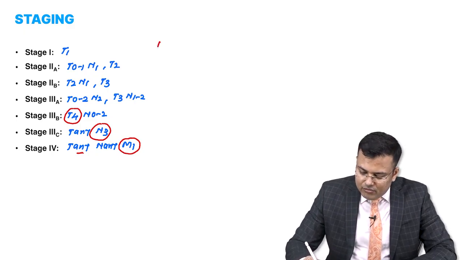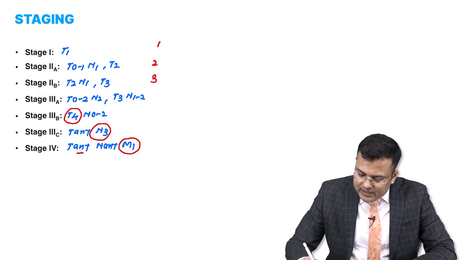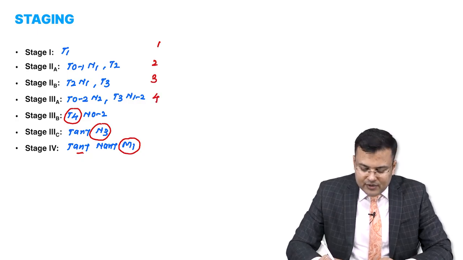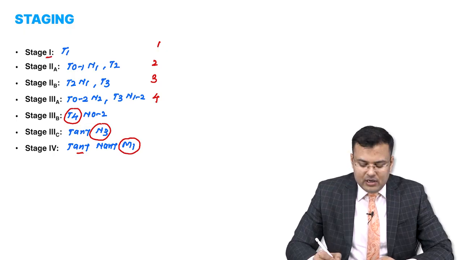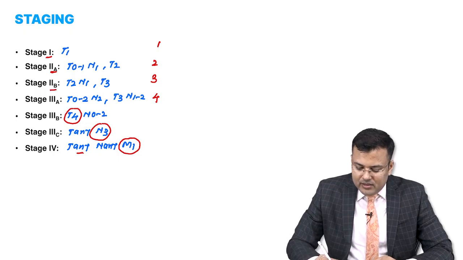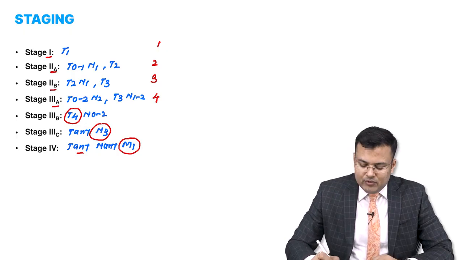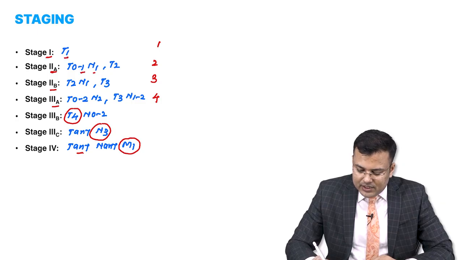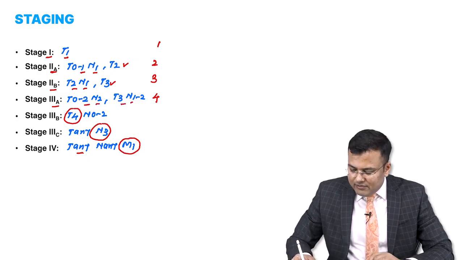This is 1, 2, 3, 4. How to remember the rest? For stage 1, the number is 1. For stage 2A, the number is 2. 2B number is 3. 3A number is 4. What does it mean? You can see 1, 1 plus 1 is 2, 2 plus 1 is 3, 2 plus 2 or 3 plus 1 is 4. Let's discuss it with one example.